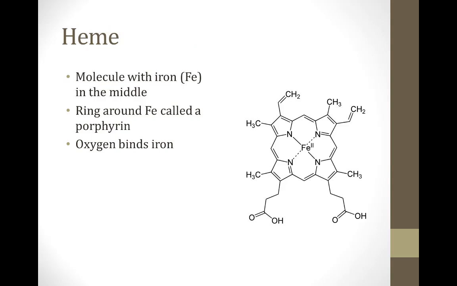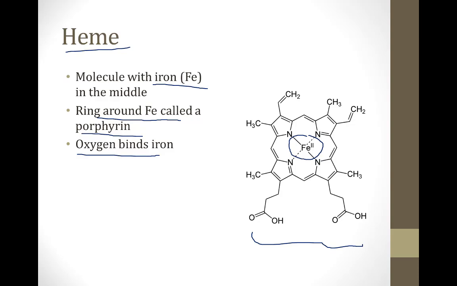Now let's talk about that other component of hemoglobin, the heme molecule. So this is a molecule with iron in the middle. This is a picture of it over here. And here's the iron, the Fe, right in the middle. The ring around the iron is called a porphyrin ring. And patients who have porphyrias have defects in the enzymes that produce the porphyrin ring. And the oxygen that the red blood cells uptake is going to bind to the iron in the center of the heme molecule right here.